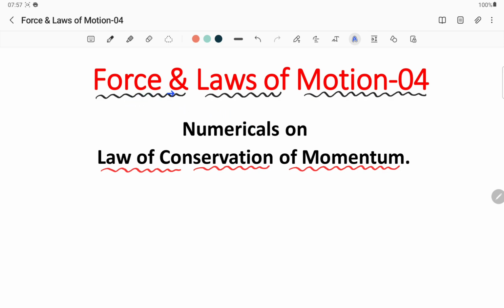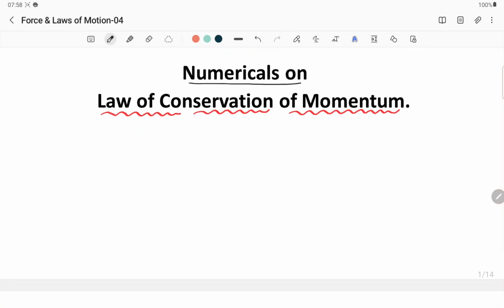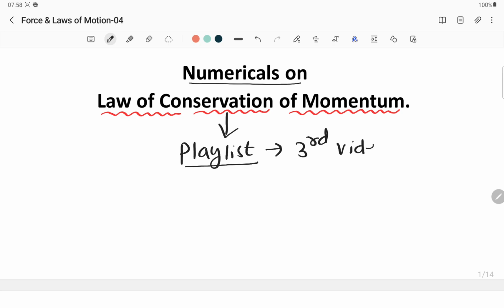We have reached the fourth lecture of the chapter Force and Laws of Motion, and this is going to be the last lecture from this chapter because we have reached numericals on law of conservation of momentum. Before getting into numericals, if you haven't watched what is law of conservation of momentum, then go back to the playlist and watch the third video to understand it. Once you understand law of conservation of momentum, then solving the numericals will be an easy task.